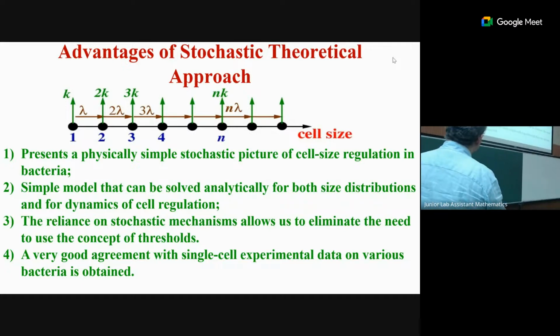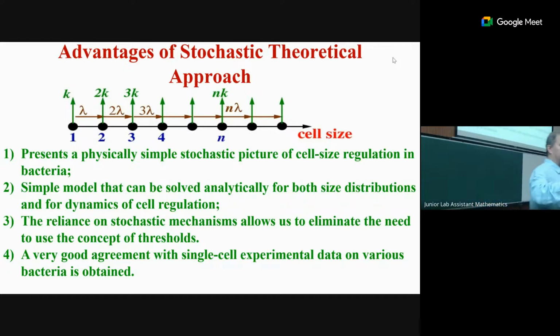So essentially, this reliance on a stochastic mechanism eliminates the need to use the concept of threshold. Threshold comes naturally. The models are coupled in the following way: the most probable division happens when lambda over k is added. When you add the same length, that's the most probable division. It stochastically will fluctuate, but the most probable will be a specific length. So it's threshold behavior, a deterministic one, but obtained by stochastic means. So excellent agreement with experimental data and many other things.